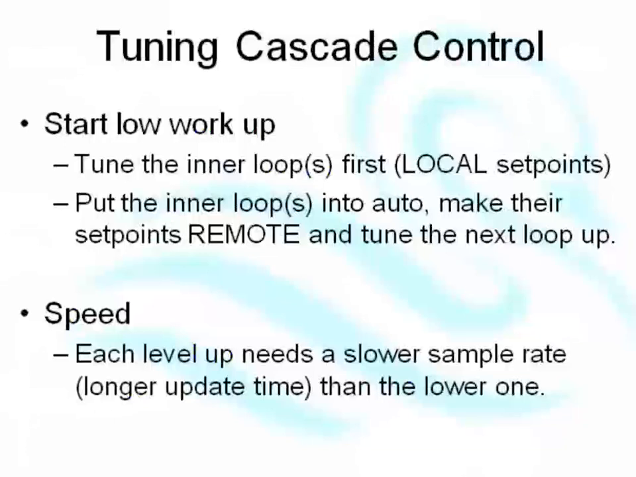When we're tuning cascade control, we start in and we work out. So you tune the inner loop first, just like you would a normal loop. So you put the loop on local, and you would probably then put it into manual, do an open loop tuning exercise on it, and then once you've got some good values, you put it into auto, and that's all good. That inner loop is done now. Then you put that loop on remote, and you go to the next outer loop, and then you tune that one, doing open loop tuning, and you tune each loop as you would normally.